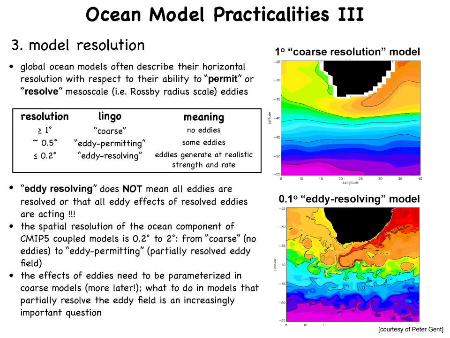Yeah? Is eddy resolving the same thing as having a resolution which is smaller than the deformation radius? So there's a lot of ambiguity about that definition. That's certainly one definition that people say. So they say that the average eddy size is the deformation radius, which of course is a function of latitude. It's smaller at the poles and larger at the equator. And so that's an acceptable definition.